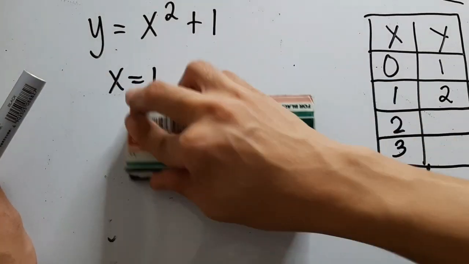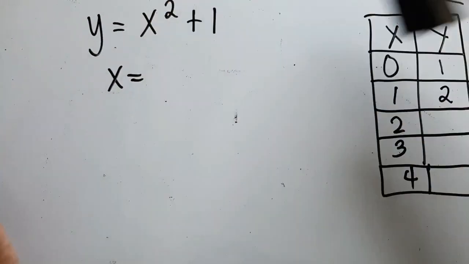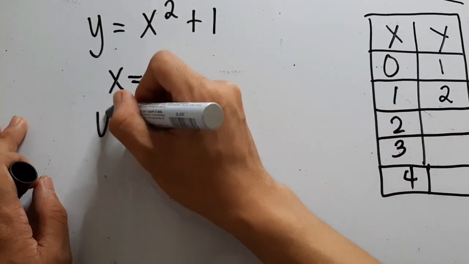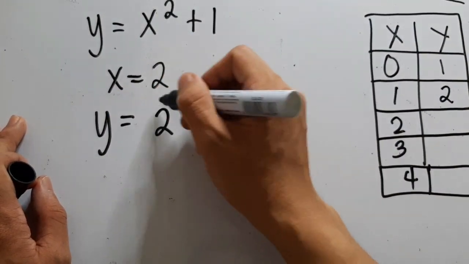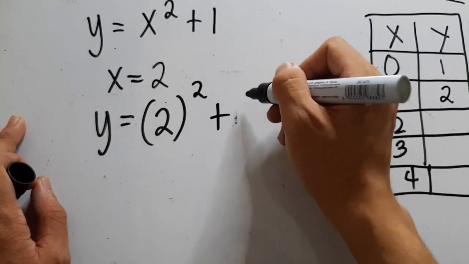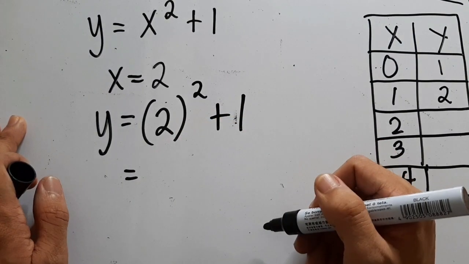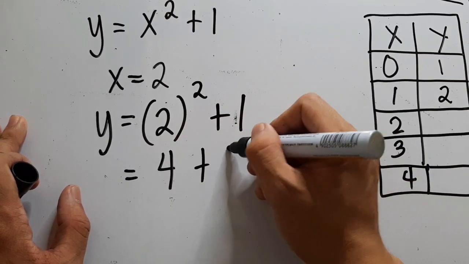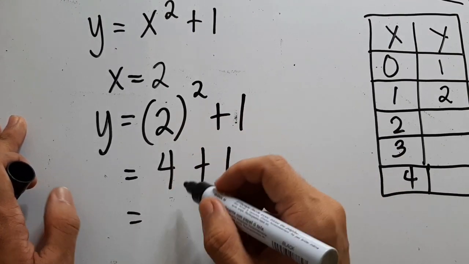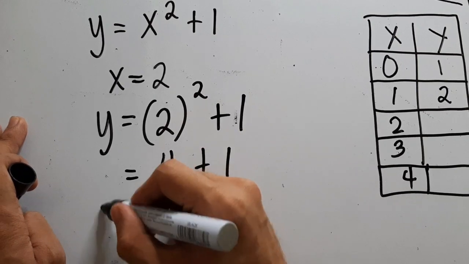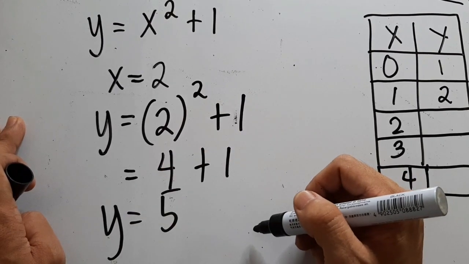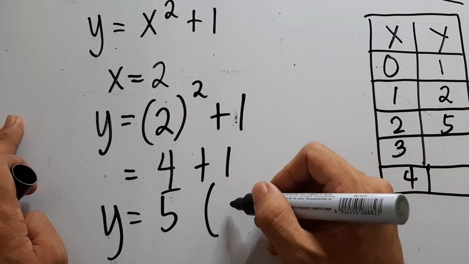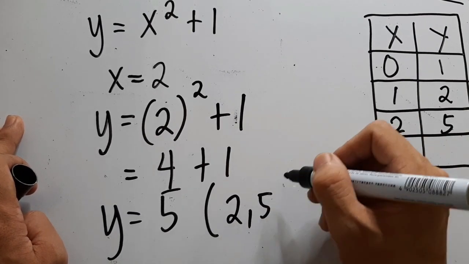Paano naman kapag ang value ng x natin ay equal siya kay 2? Same sa nauna, y is equal to 2 raised to 2 plus 1. So, 2 raised to 2 is equal to 4 plus 1, so we have 4 plus 1 is equal to 5. Y now is equal to 5. So, ang ating ordered pair ay 2 and 5.